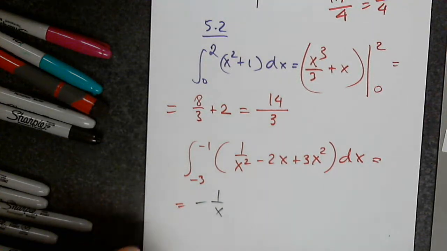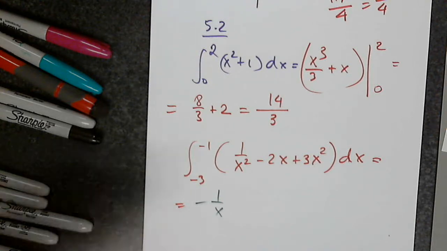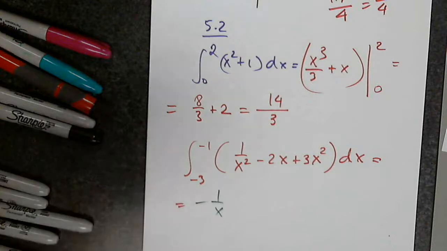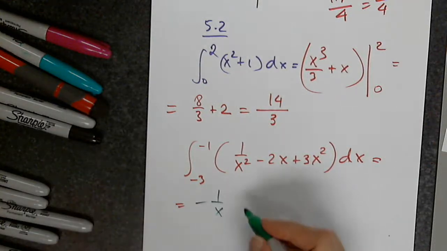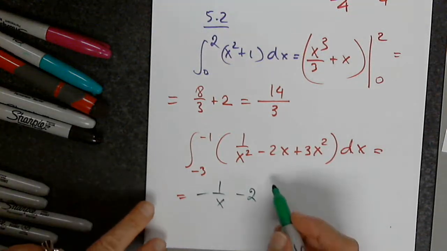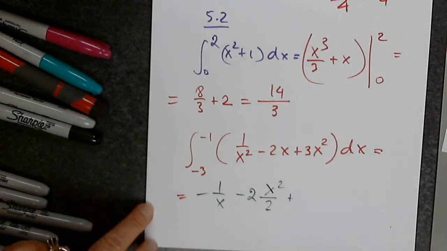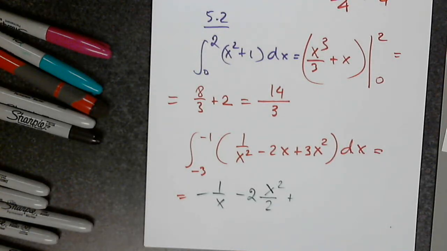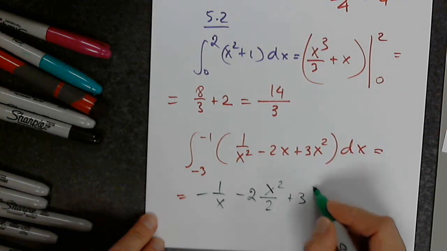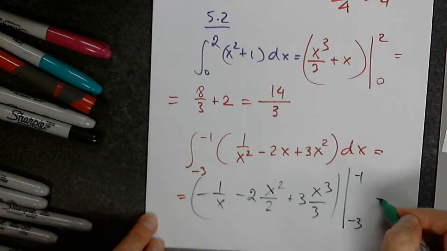Exactly. So when I differentiate 1 over x, I get -1 over x squared. But since I don't have the negative here, I have to have it here. Excellent. Minus 2. Which function prime is x? Over 2 plus which function prime is 3x squared? Excellent. From -3 to -1.